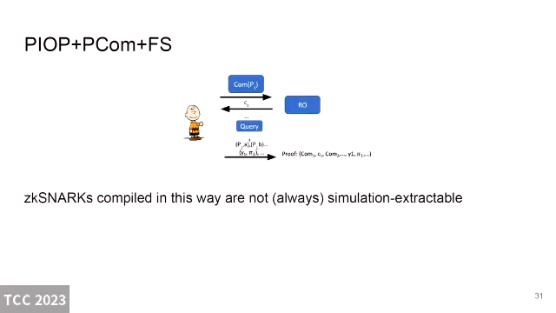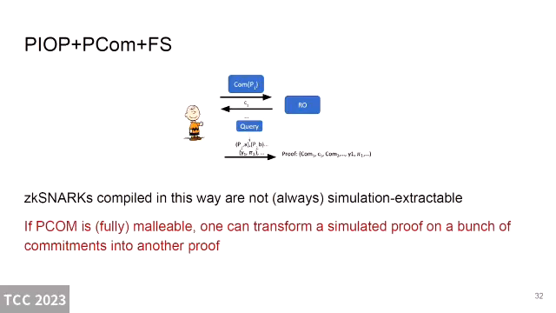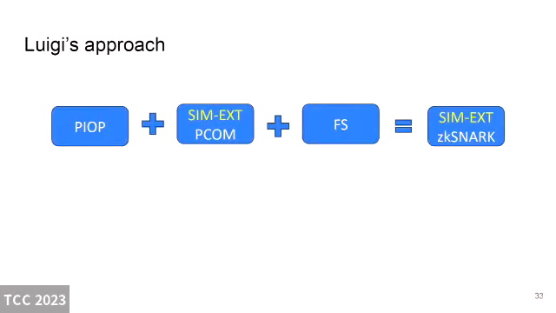Even though we wanted to achieve a similar goal, we took a different perspective, as Mark was saying. Let's recap the usual transformation from PIOP to SNARK using polynomial commitment and Fiat-Shamir. What we can observe is that the derived ZK SNARK is not always simulation extractable. For example, let's assume that we use a polynomial commitment which is fully malleable. In theory, one could transform a simulated proof, which is just a proof over a bunch of commitments, into another proof. So we cannot extract a witness from this.